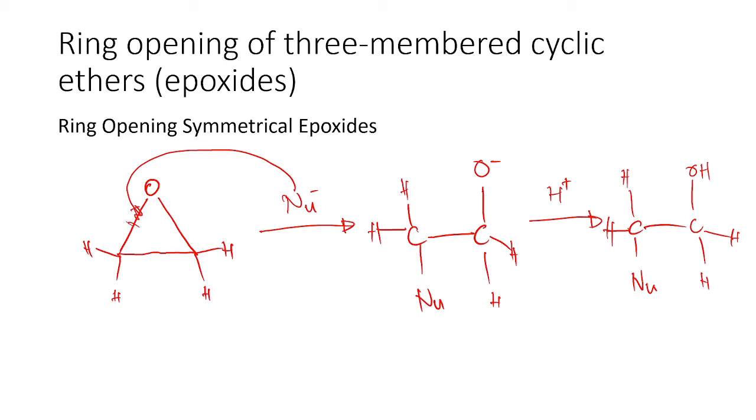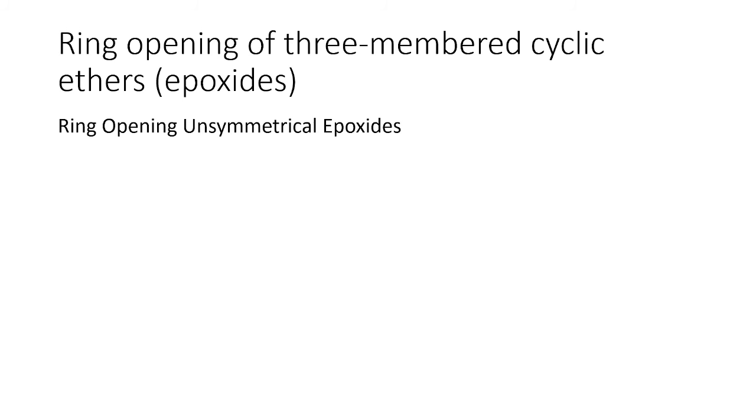Whatever that nucleophile is, whether it is a halide or a conjugate base or whatever. So that is the ring opening of symmetrical epoxides. Let me clarify that the ring opening can also happen to the other side, because they are symmetrical. Okay? So, how about unsymmetrical epoxides?